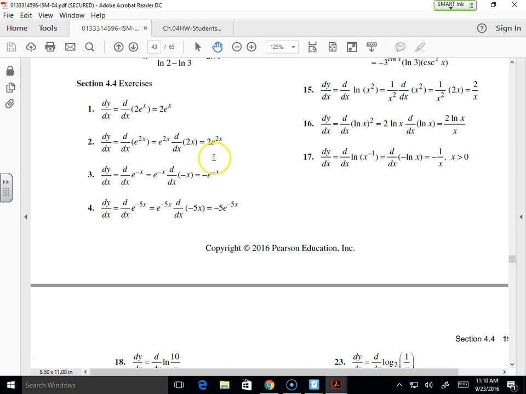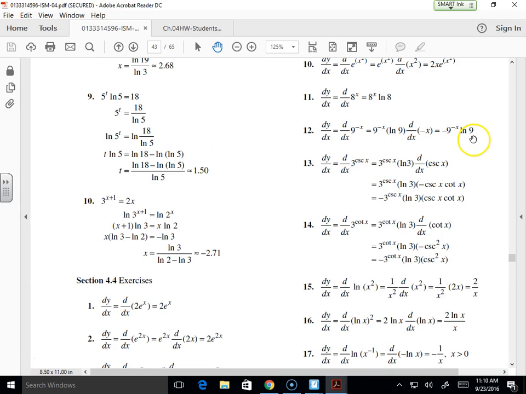2e to the 2x. Number 12: negative 9 to the negative x ln of 9. Negative ln of 9 over 9 to the x. That's what I did. Or ln of 1/9 over 9 to the x. Right? The negative 1 could pop up in the power.